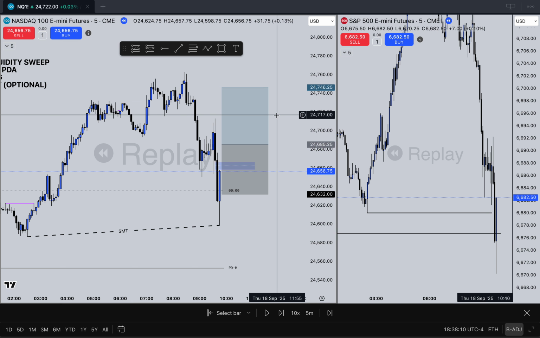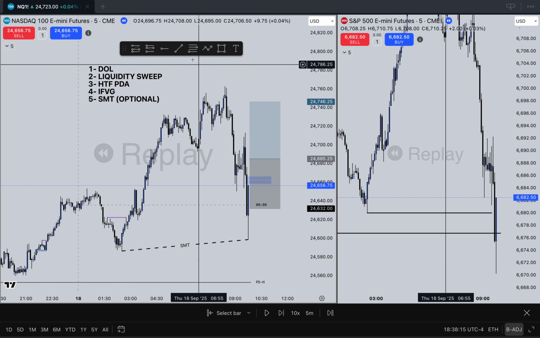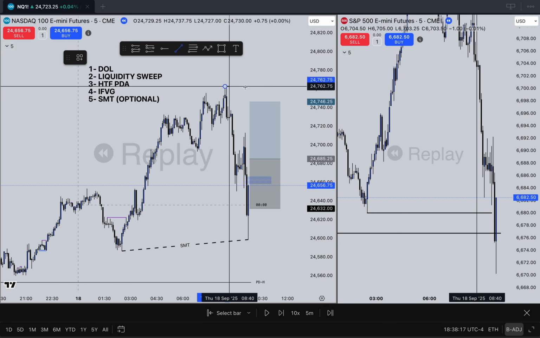So now we're just waiting on this fair value gap. We have everything we need. We have our draw on liquidity, which is up here. This is our external draw.